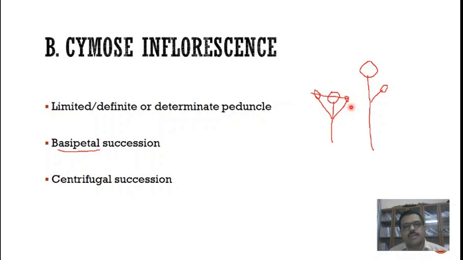So within cymose inflorescence we can see basipetal succession, where older flowers are at the top and younger flowers are at the base. And we find centrifugal succession, in which the older flowers are at the center and the younger flowers are at the periphery. Now let us move into the different types of cymose inflorescence.